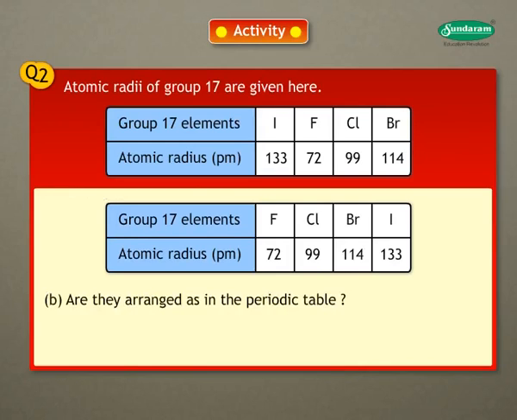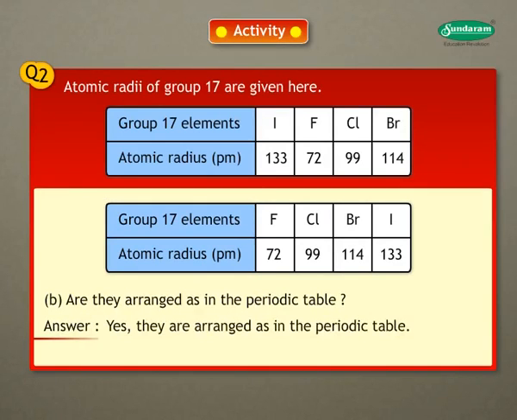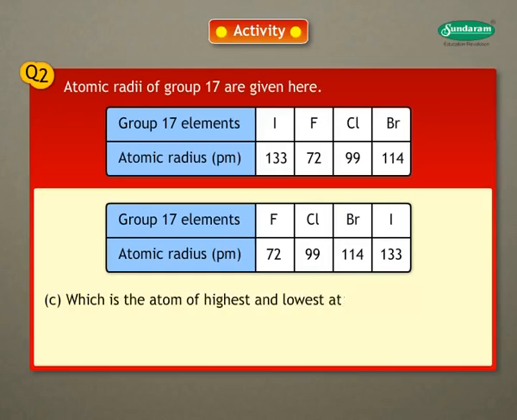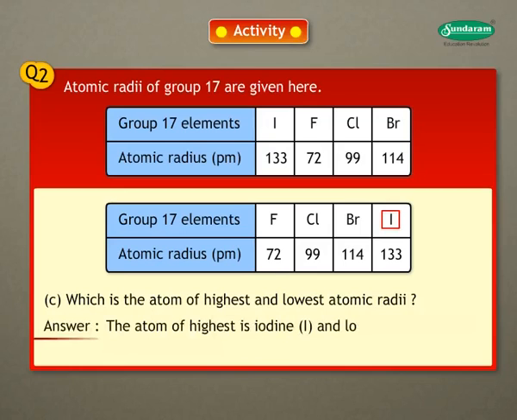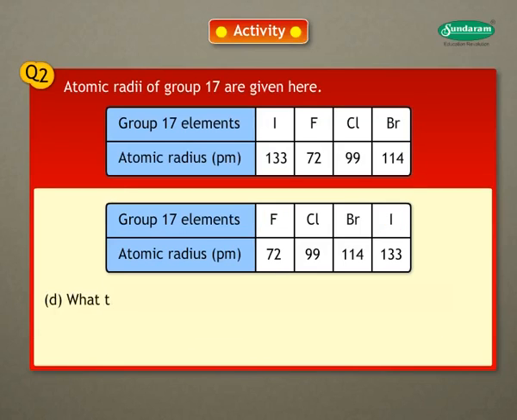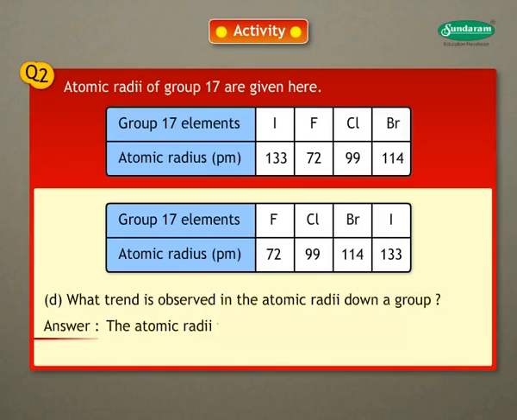B. Are they arranged as in the periodic table? Answer. Yes, they are arranged as in the periodic table. C. Which is the atom of highest and lowest atomic radii? Answer. The atom of highest radii is iodine and lowest radii is fluorine. D. What trend is observed in the atomic radii down a group? Answer. The atomic radii increases down a group.